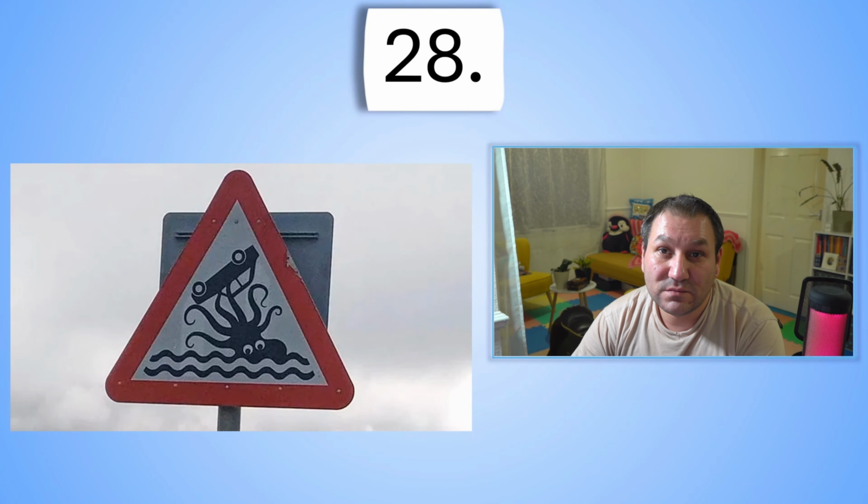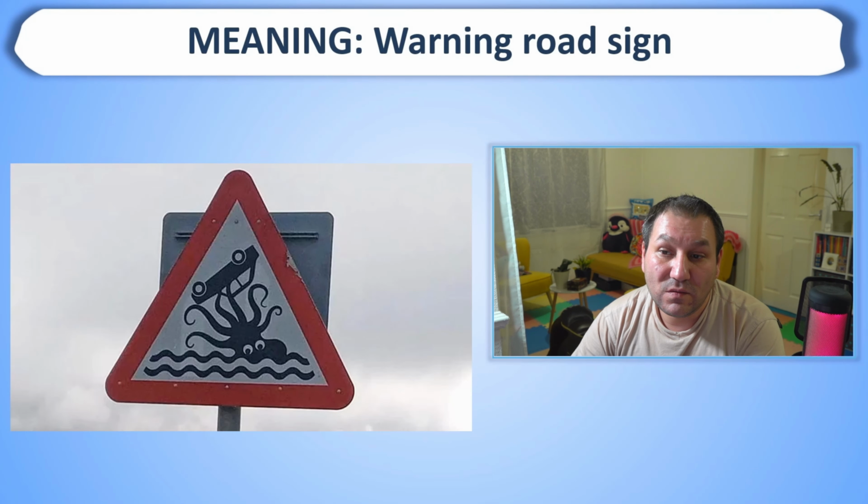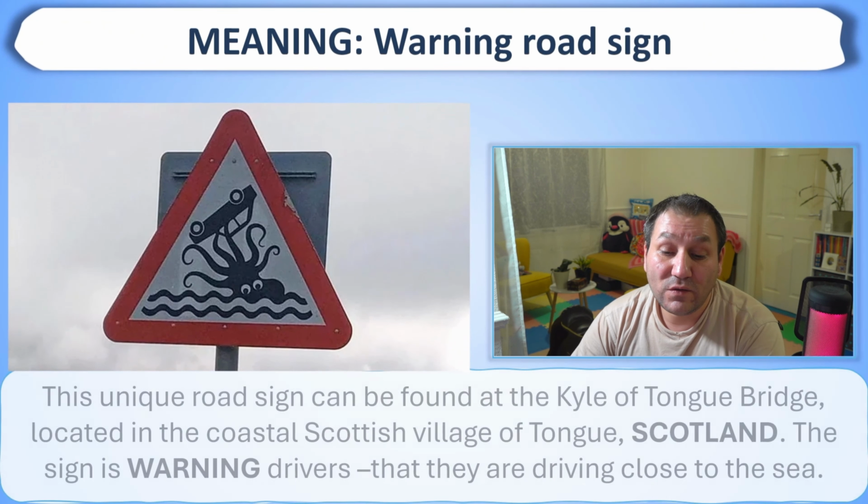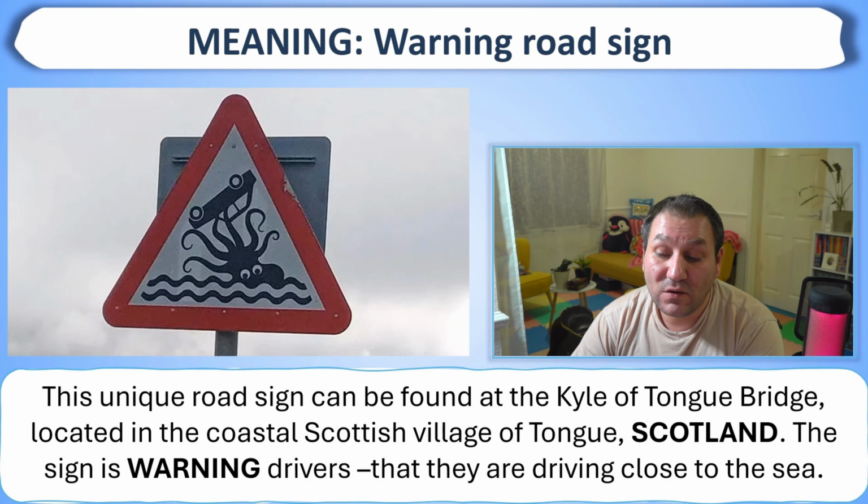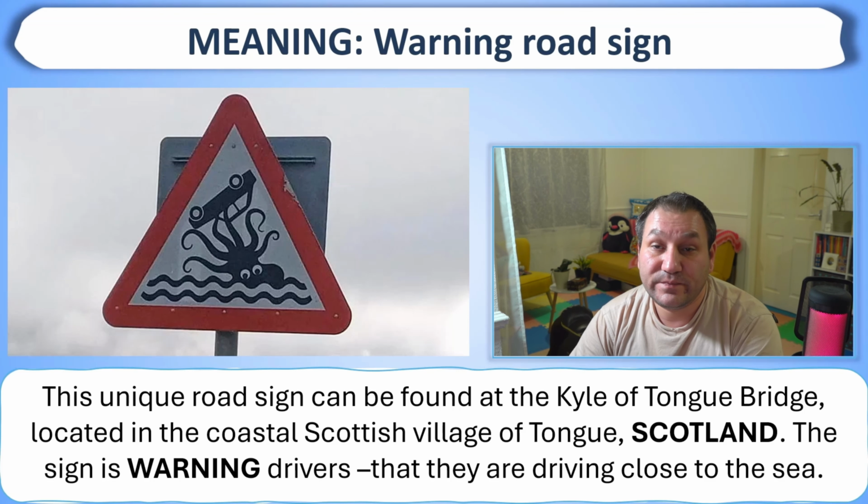28. Meaning warning road sign. This unique road sign can be found at the Kyle of Tongue Bridge, located in the coastal Scottish village of Tongue, Scotland. The sign is warning drivers that they are driving close to the sea.